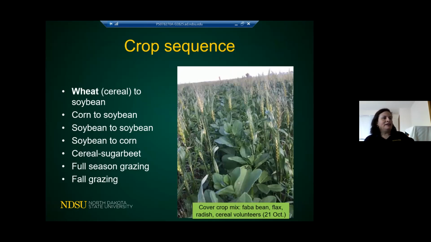Then we have cereal sugar beet, which is another rotation. Usually sugar beet in the Red River Valley is followed after wheat. And so we want to see what options we have there, or in season. And then we have fall season grazing. That means, it's called fall season grazing, but cover crops are really annual forages, that's what they are. And there's been a lot of use of these because of the prevented planted acres, so you can put some of these forages and graze it later.